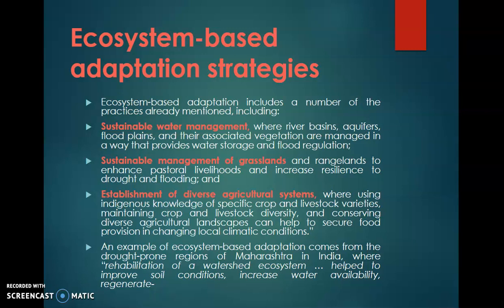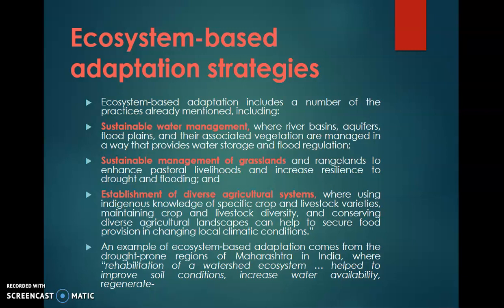So, ecosystem-based adaptation strategies include a number of practices already mentioned, including sustainable water management, sustainable management of grasslands, establishment of diverse agricultural systems, and an example of ecosystem-based adaptation. So, sustainable water management, where river basins, aquifers, flood plains, and their associated vegetation are managed in a way that provides water storage and flood regulations.